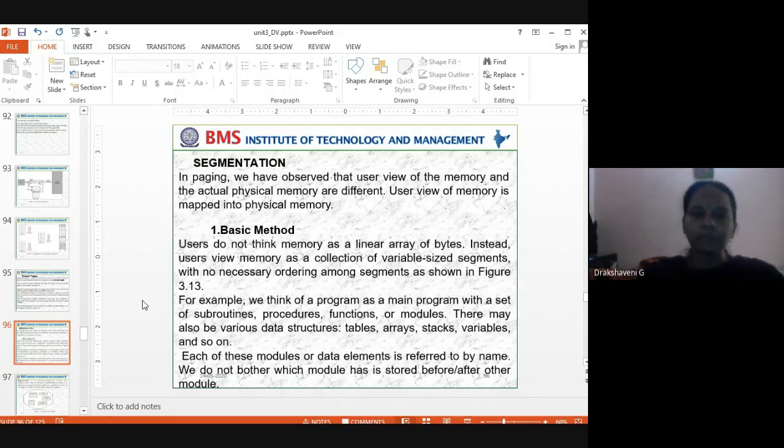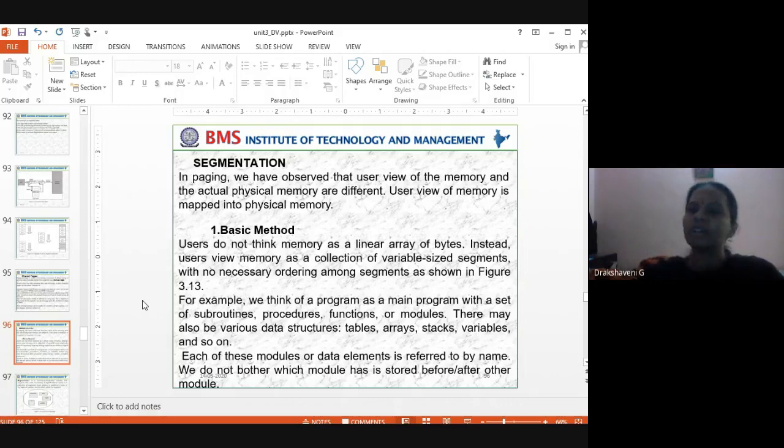The basic method: we users do not think of memory as a linear array of bytes. So I am the user, your user. How many programs have you stored? You would have stored Java programs, data structure programs, CN programs. Instead, the user views memory as a collection of variable-sized segments. So a segment may be variable.